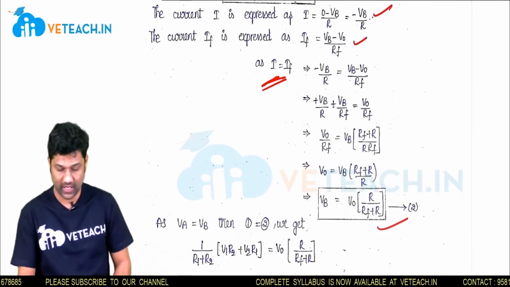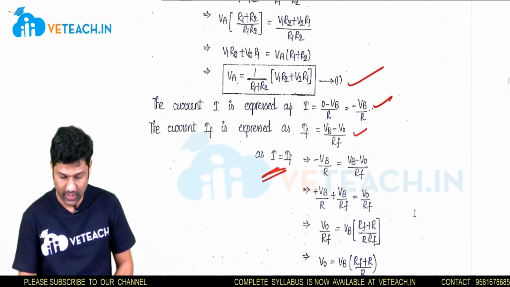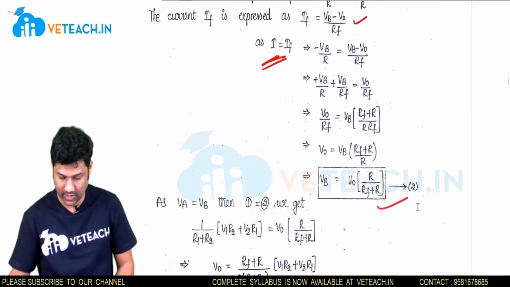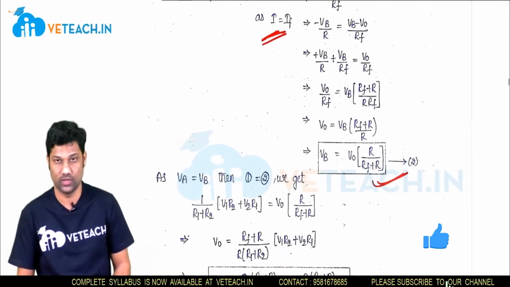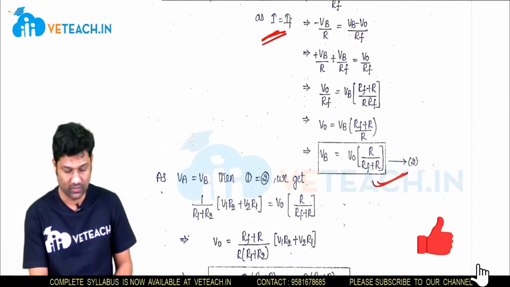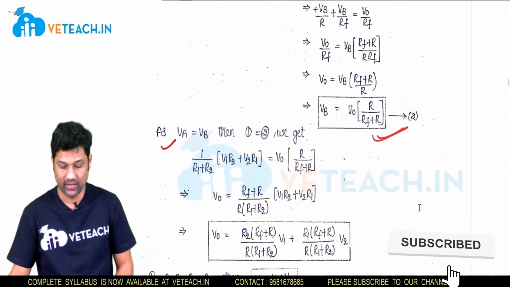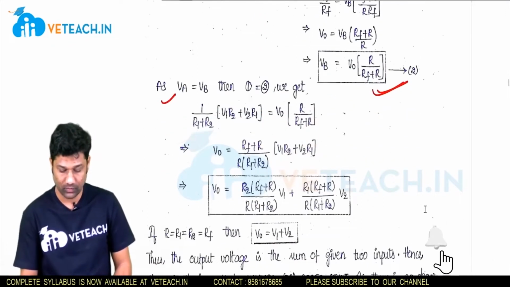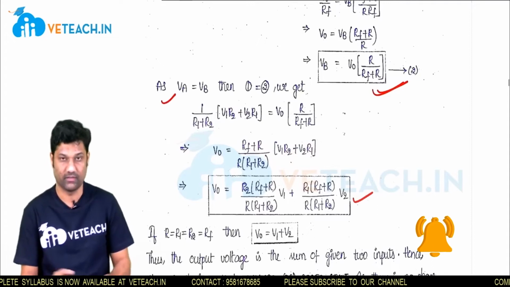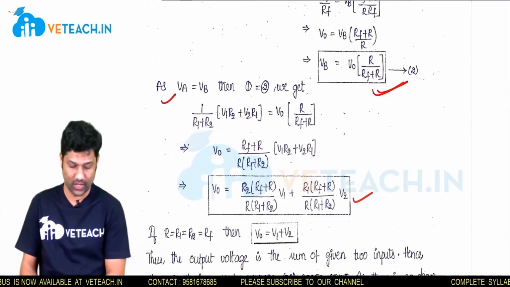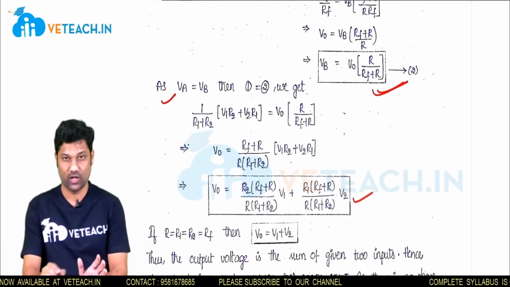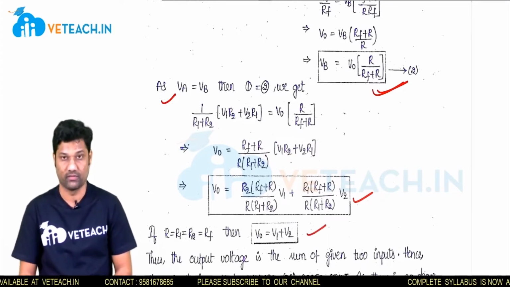We know that VA equal to VB. In the top we derived the expression of VA, and here we derived the expression of VB. According to ideal op-amp characteristics, the voltage at node A is equal to the voltage at node B, so VA equal to VB. Equating these two, we get the output voltage expression V0. Considering all the resistances are equal, R1 equal to R2 and R2 equal to RF, we get V0 equal to V1 plus V2.